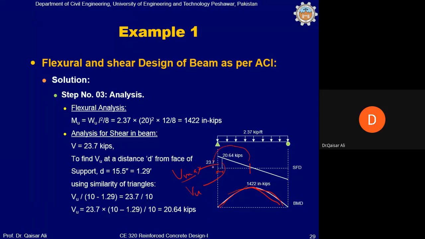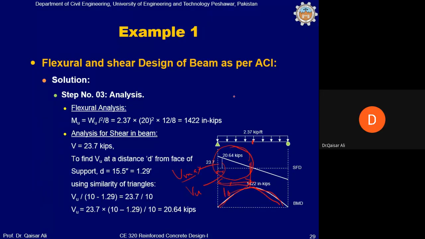By a similarity of these two triangles, you can calculate this very easily. We know that the shear force will be 0 at the center of the beam, mid span. So let's say the beam is 20 feet. This beam is 20 feet long. This will be 10 feet.